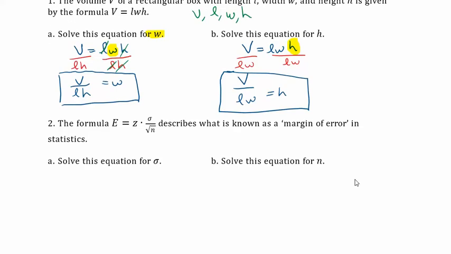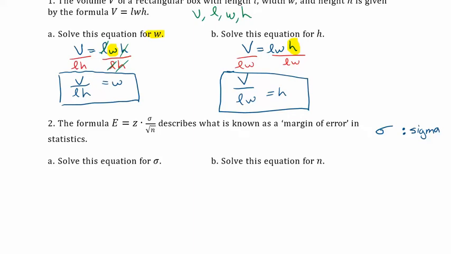The formula E equals Z times, that little thing is sigma. Let me write that down. This little guy is called sigma. I'm going to write it over here. Divided by the square root of n describes what is known as margin of error in statistics. If you take 146 statistics after this course, you will most likely be working with this formula.